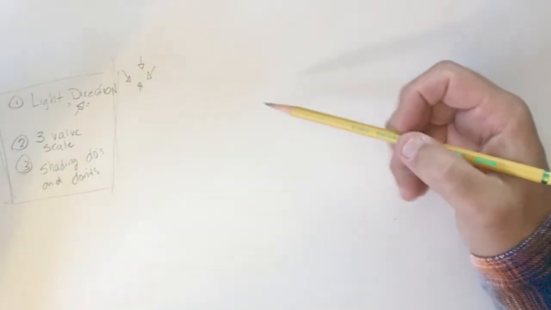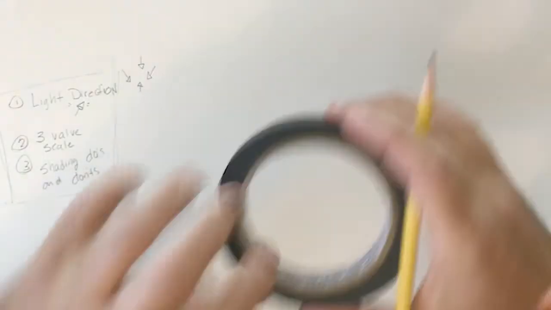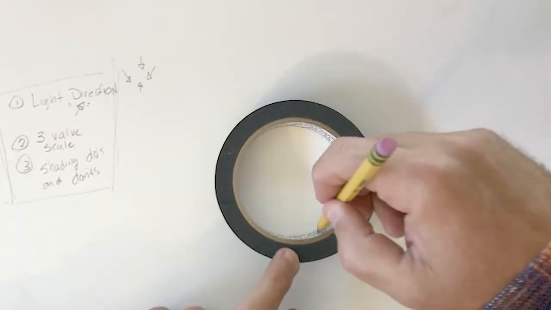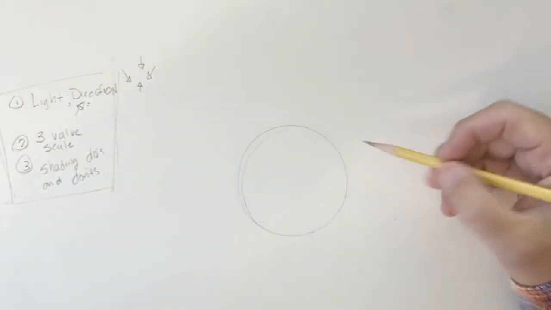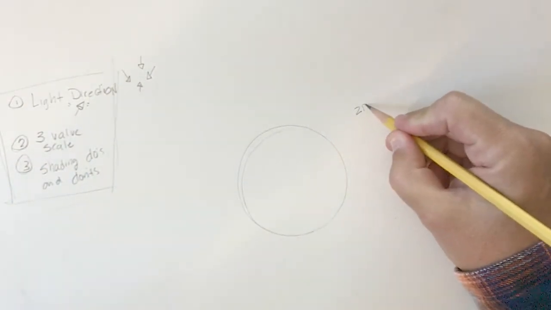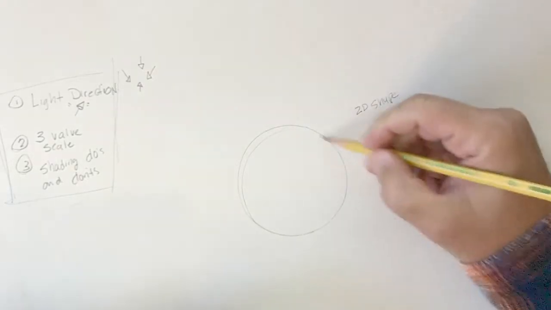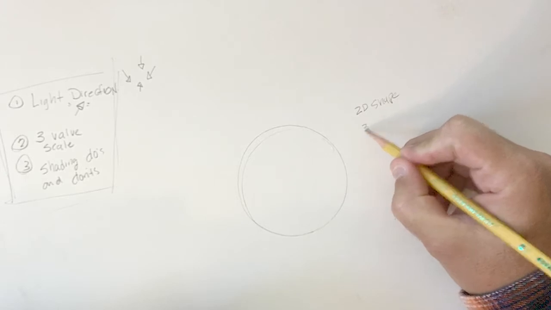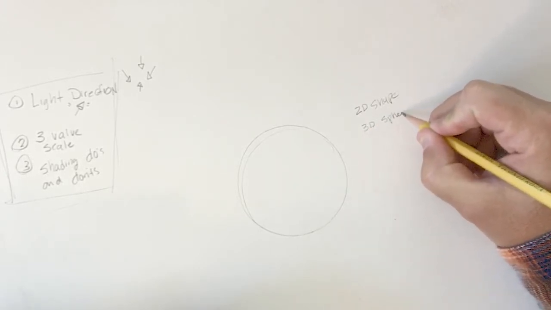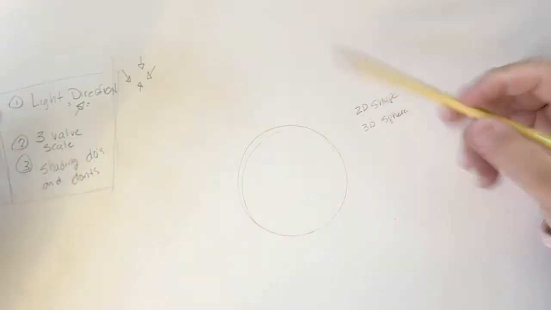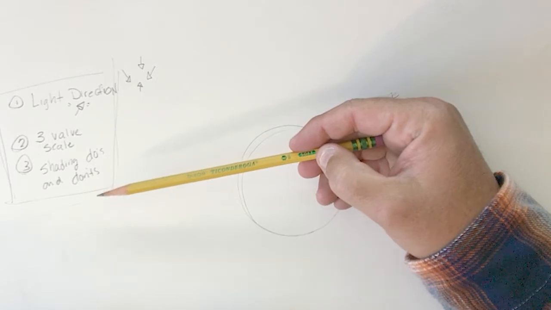So let's start with a basic shape. So let's draw a circle, and I just got this tape here and I'll use this as a template, okay? So this is a 2-dimensional shape, okay? This is a circle, but now we want to make it a 3-dimensional shape, which is now called a sphere. And now how we do that is by light direction, value, and shading techniques.